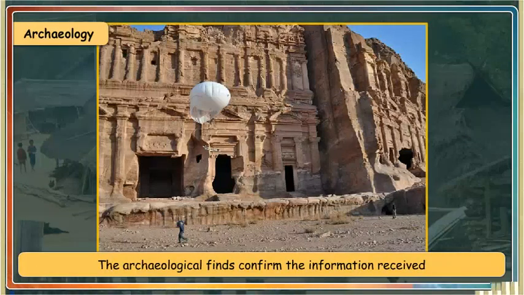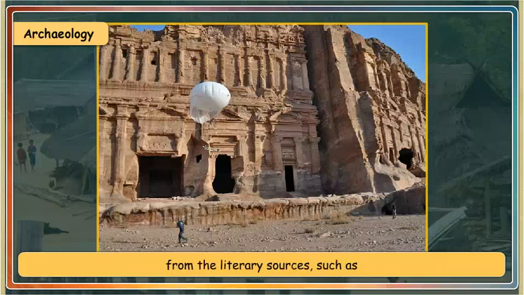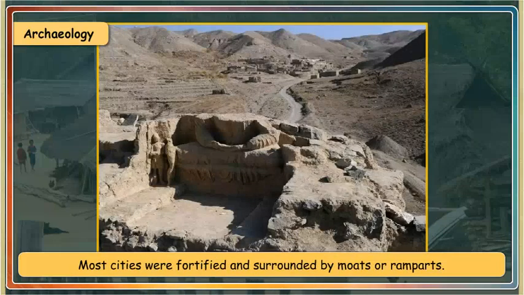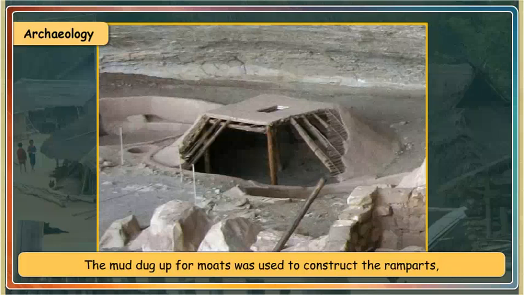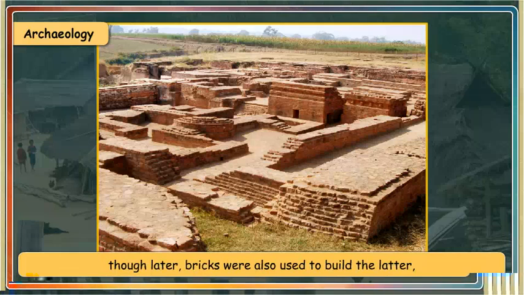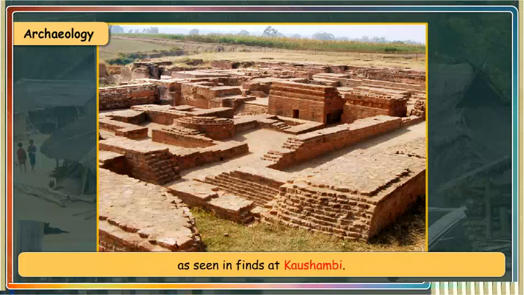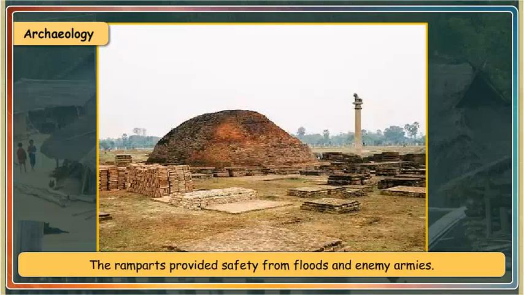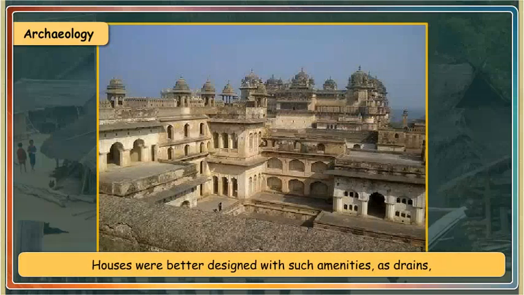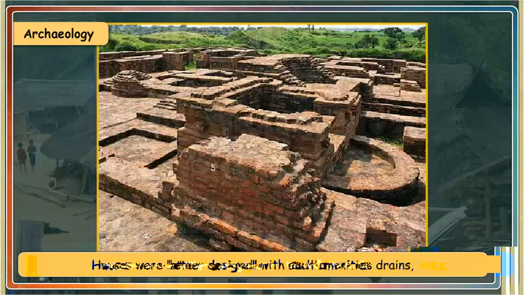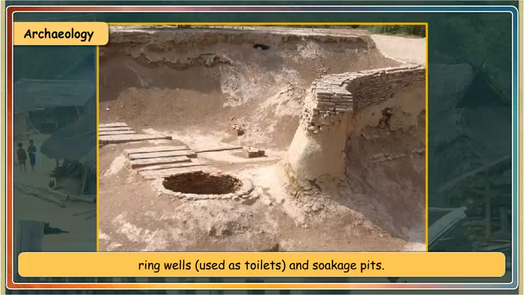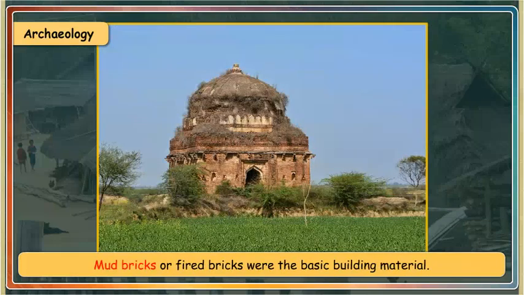Archaeology. The archaeological finds confirm the information received from the literary sources, such as that most cities were fortified and surrounded by moats or ramparts. The mud dug up for moats was used to construct the ramparts. Later, bricks were also used to build the ramparts, as seen in finds at Kaushambi. The ramparts provided safety from floods and enemy armies. Houses were better designed with such amenities as drains, ring wells, that is, used as toilets, and soakage pits. Mud bricks or fired bricks were the basic building material.